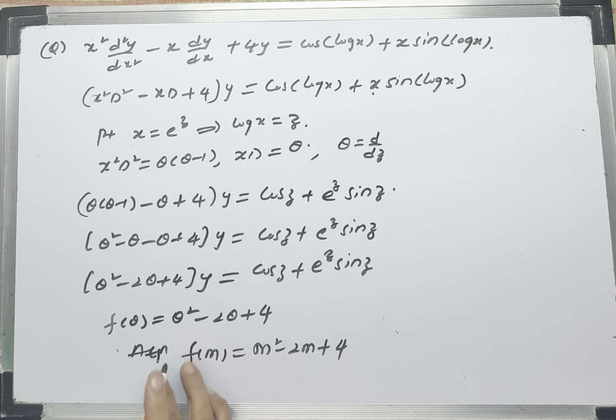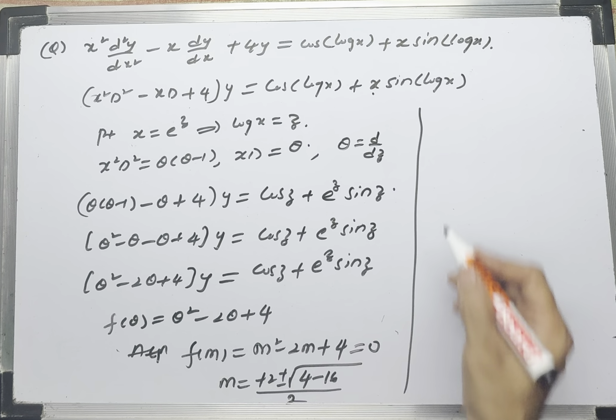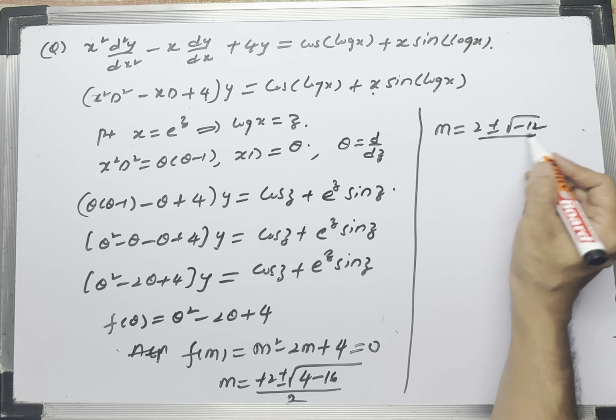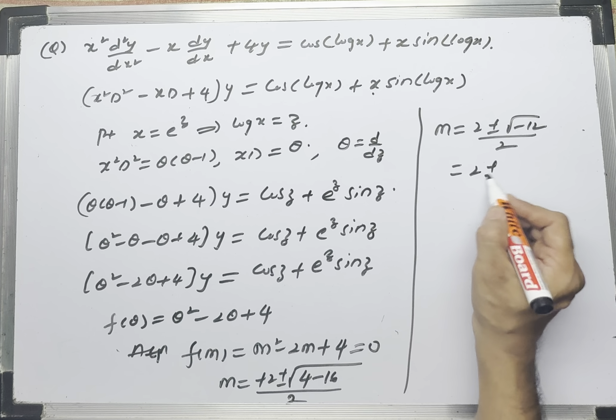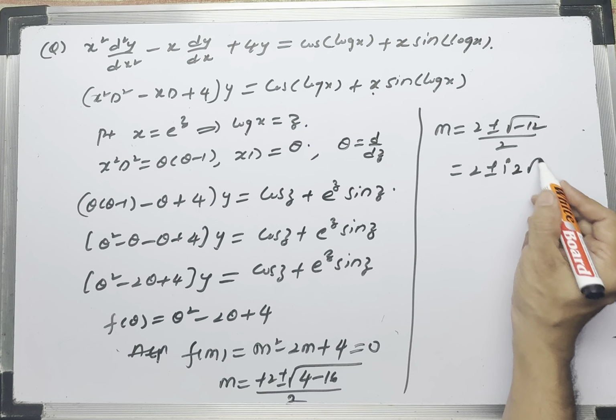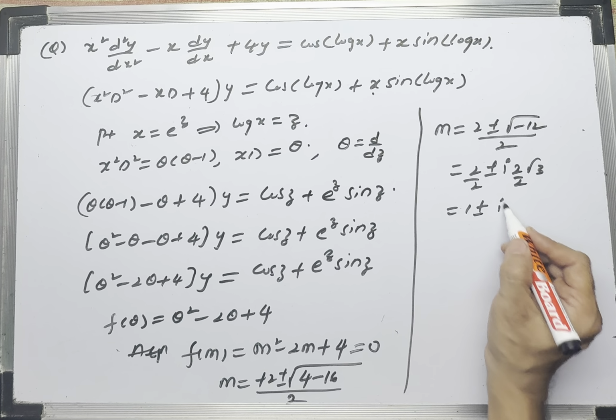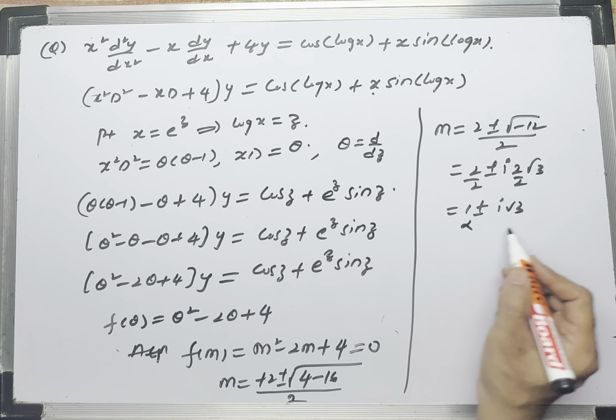So m is equal to minus b plus or minus root over b square minus 4ac divided by 2a. So m equals, because factors are not possible, root minus 2l divided by 2. Minus 2l is i into 4 threes are 12, 2 root 3 divided by 2. So 1 plus or minus i root 3. So alpha and beta are there.